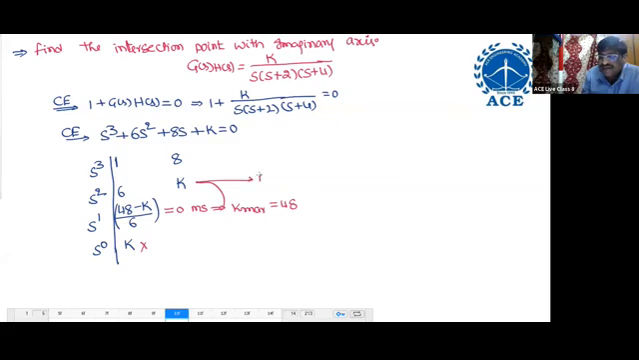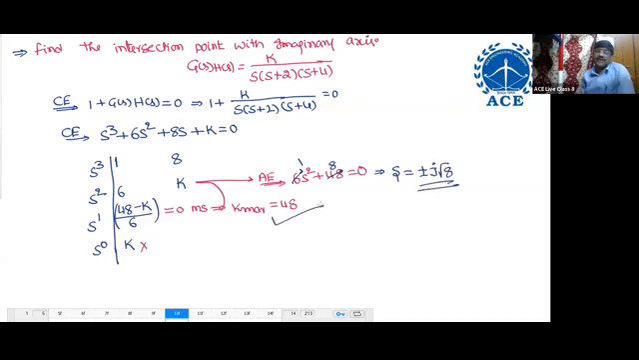Form the auxiliary equation: 6s square plus 48. So s equals plus or minus j root 8. It is a valid intersection point because K marginal is positive. As K marginal is positive, and the range of K is 0 to infinity by default, it is a valid intersection point with imaginary axis. That's all.